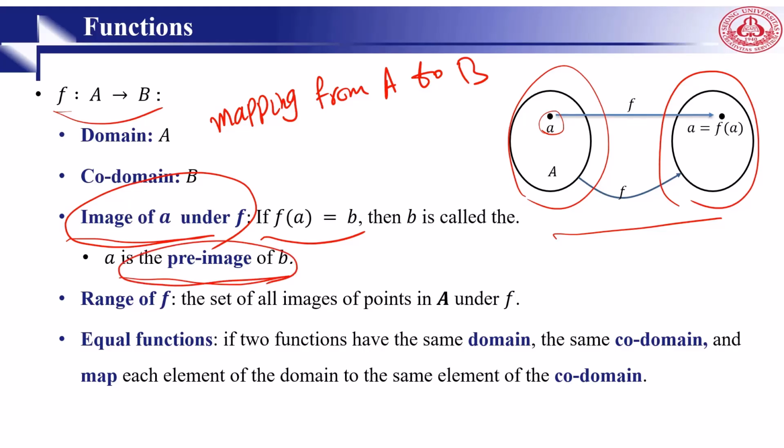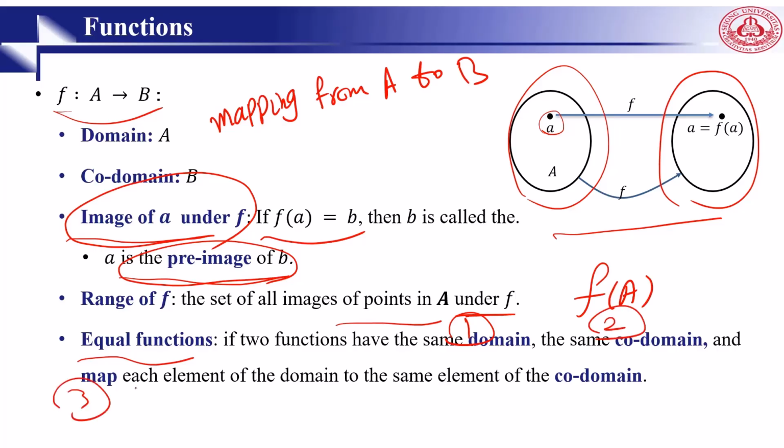The range of f is the set of all images of points in A under f of A. Two functions can be equal when they have the same domain, the same codomain, and map each element of the domain to the same element of the codomain. So: 1, same domain; 2, same codomain; and 3, map each element of the domain to the same element of the codomain. Then we call them equal functions.